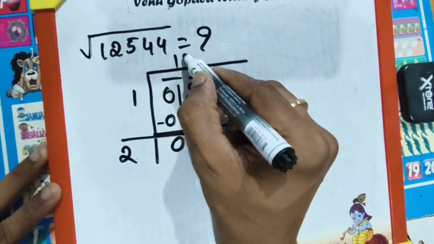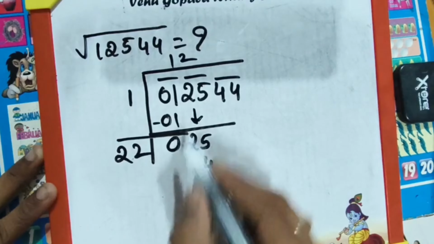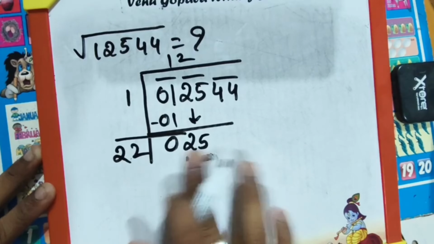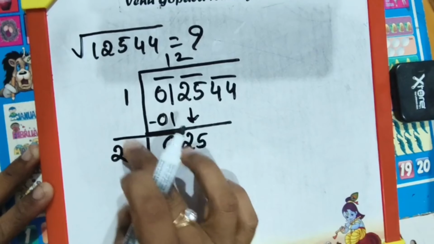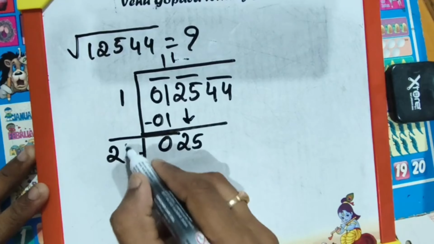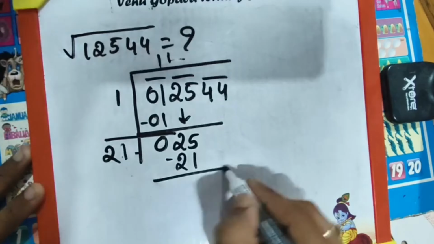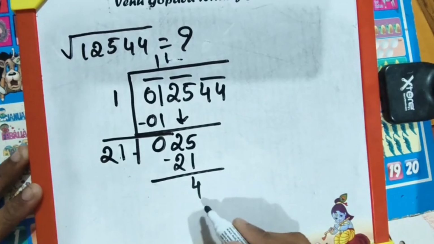Take one number here. Let us try 2 2s are 4. 2 2s are 4, which is a greater number. It is wrong. Therefore, I will take 1 now. Here also 1, here also 1. 1 1s are 1. 1 2s are 2. 21. Subtract this, you will get 4.